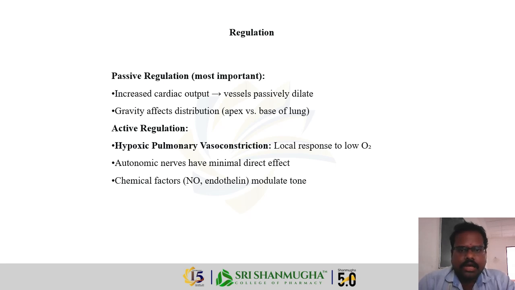Then the regulation. The passive regulation: increased cardiac output will passively dilate vessels, and gravity affects the distribution also. Then active regulation, hypoxic pulmonary vasoconstriction. This is the local response to the lower oxygen level. Once the oxygen level is lower, hypoxic pulmonary vasoconstriction will happen. Then the autonomic nervous system has minimal direct effect. Chemical factors also we can monitor.